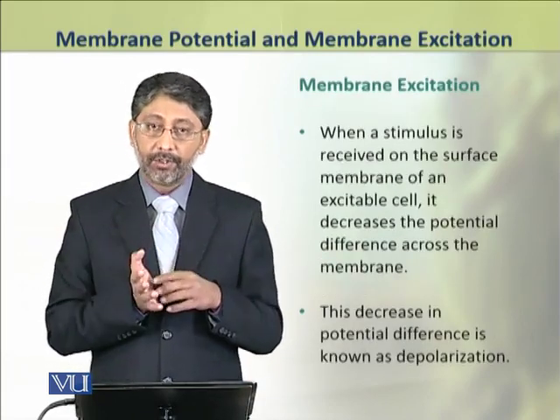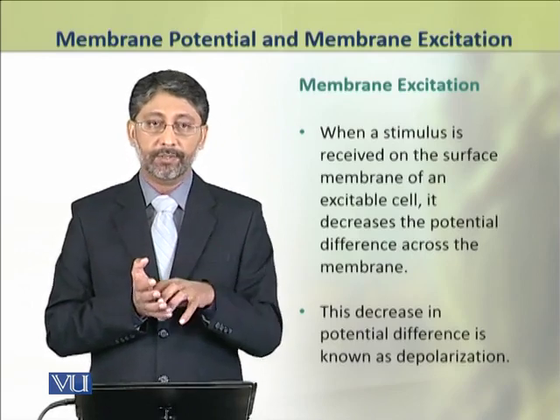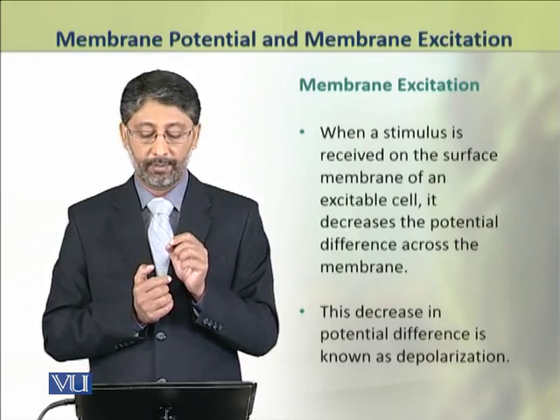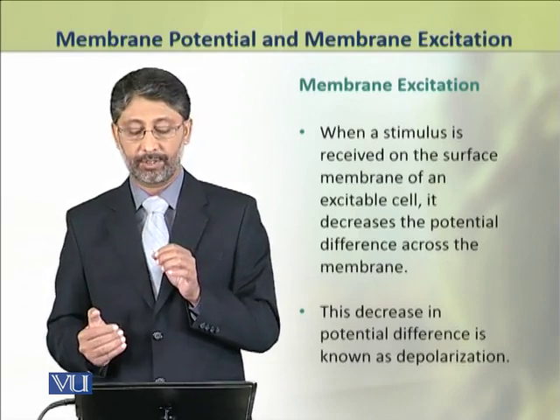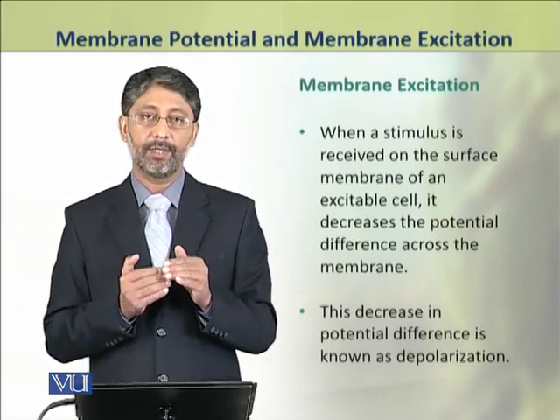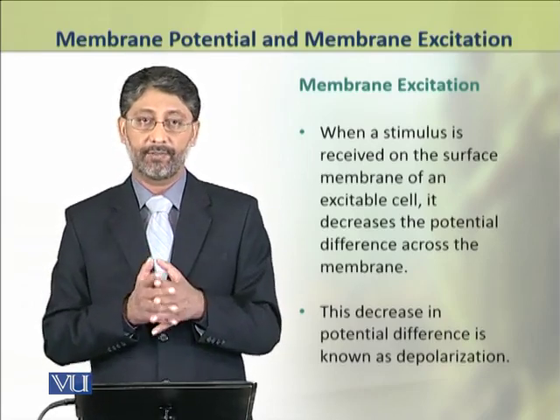How does excitation occur? When a stimulus is received on the surface membrane of an excitable cell, it decreases the potential difference across the membrane. This decrease in potential difference is known as depolarization.